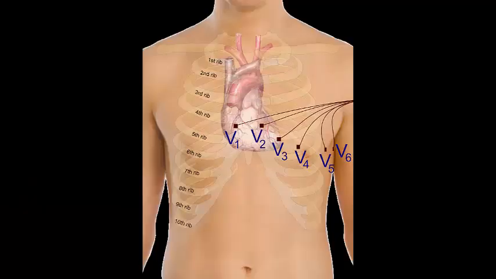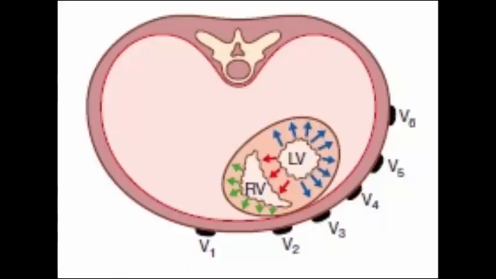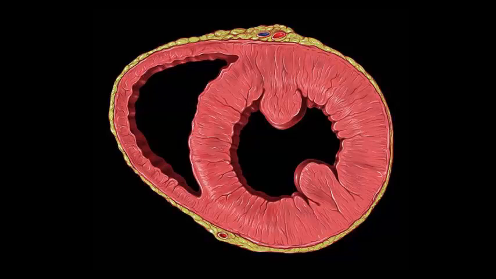Chest leads. There are 6 chest leads, V1 to V6, derived from electrodes placed on the anterior and lateral left side of the chest, over the heart. Each lead records the signal between the corresponding chest electrode and the central terminal. Leads V1 and V2 lie approximately over the right ventricle. Leads V3 and V4 lie over the interventricular septum. And leads V5 and V6 over the left ventricle. We have already discussed that the left ventricle has the greater muscle mass and contributes the major component of the QRS complex.